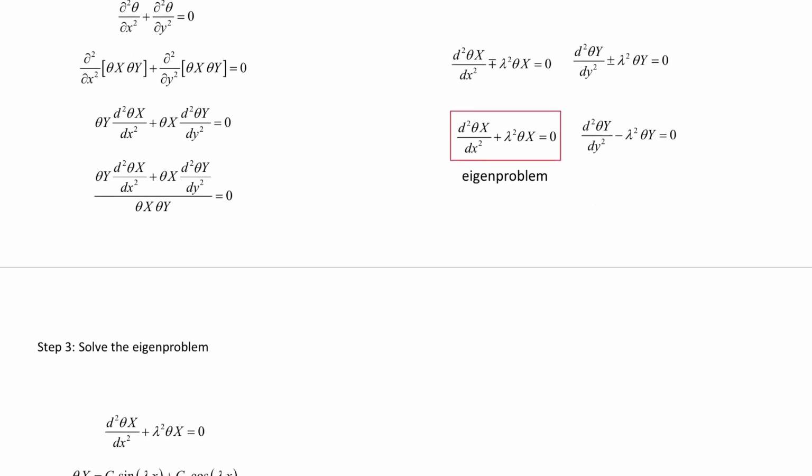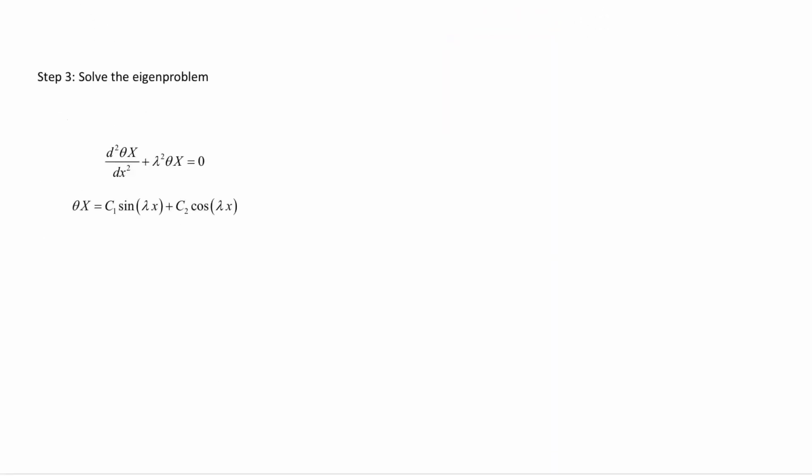Okay. All right, so then step 3, let's pick back up here and actually solve this eigenproblem. In the x direction, we have d squared theta x dx squared plus lambda squared theta x equals zero, which gives c1 sine plus c2 cosine as the solution to that particular ODE. So now our task is to go through and start enforcing the boundary conditions to solve the eigenproblem.